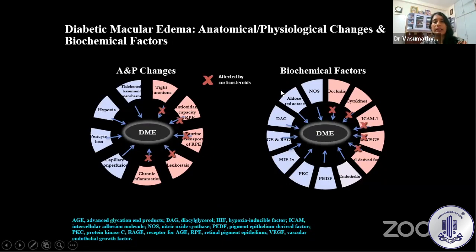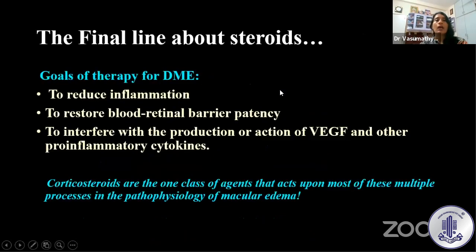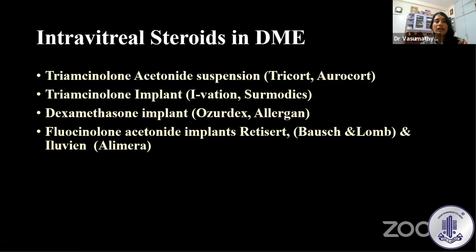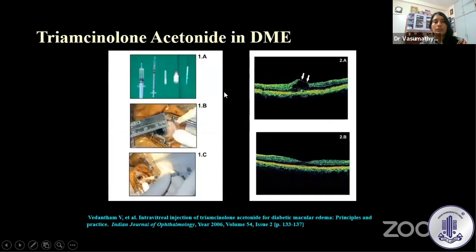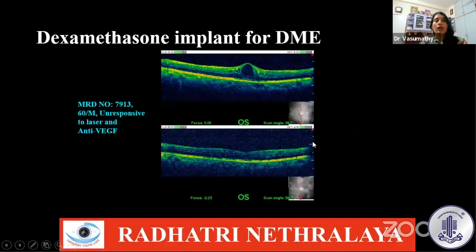And they act against all these anatomical, physiological, and biochemical factors, and they reduce the inflammation. We have several steroids, starting with Tricort to Ozurdex to Iluvien. This is from our review article on triamcinolone acetonide for diabetic macular edema in the Indian Journal of Ophthalmology. This patient responded very well to Tricort injection. It's called poor man's anti-VEGF, and the dexamethasone implant for DME also works well.